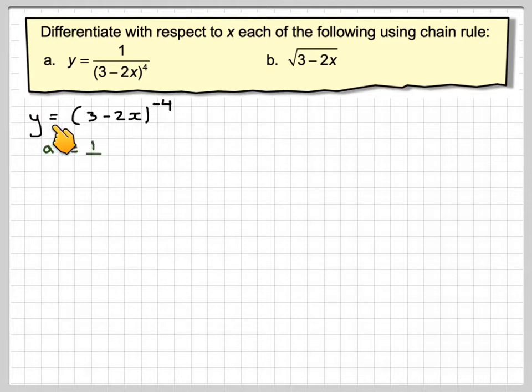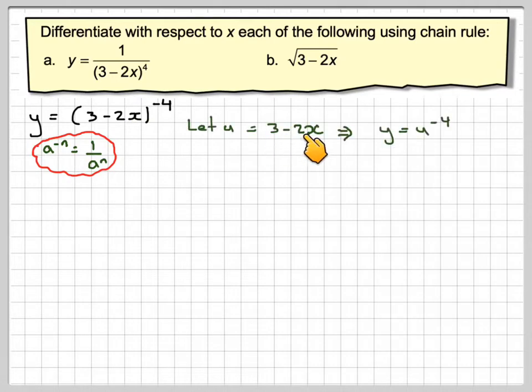So for a, we've got y is equal to, now because a to the minus n is 1 over a to the n, applying that backwards, that means that 1 over (3 minus 2x) to the power of 4 will become (3 minus 2x) to the minus 4. If we let u be equal to 3 minus 2x, then that means that y will be equal to u to the minus 4. Then if we differentiate each term, du by dx will be minus 2 from this. We're going to be careful with the minus signs here. And if we differentiate this, we're going to get dy by du is equal to minus 4u to the minus 5.